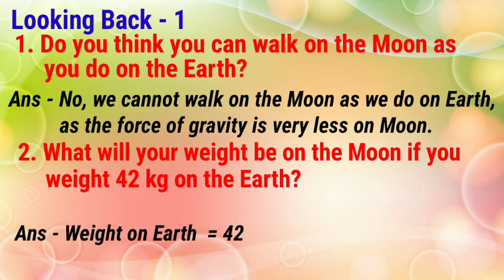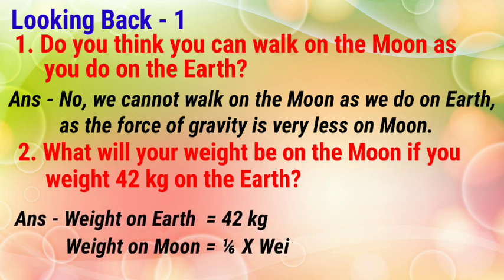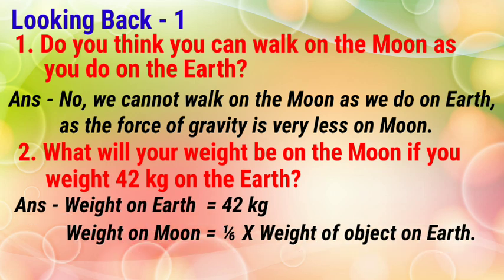2. What will your weight be on the moon if you weigh 42 kg on the earth? Answer. Weight on earth equals 42 kg. Weight on moon equals 1 by 6 into weight of an object on earth equals 1 by 6 into 42 kg equals 7 kg.